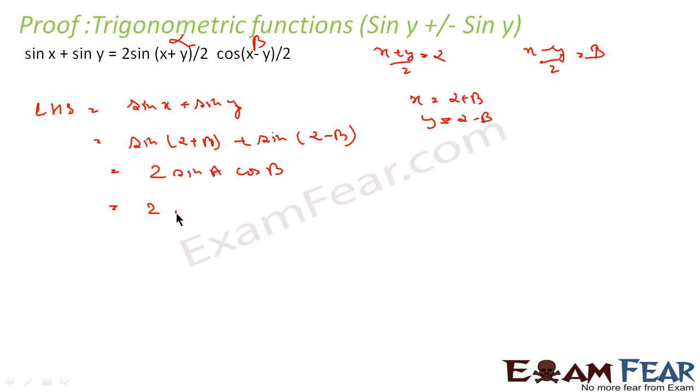So this becomes 2 sine of A. A we can say is nothing but alpha. Sorry, this is alpha and this is beta. So alpha is nothing but x plus y by 2. So this becomes sine of x plus y by 2 into cos of x minus y by 2. And thus we have proved this.